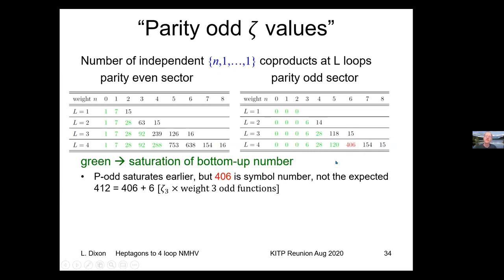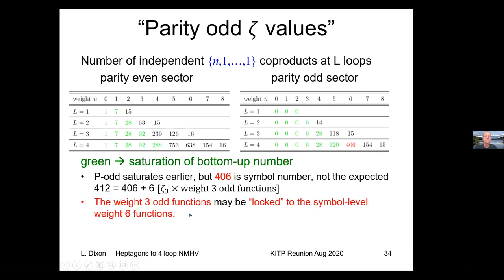is not the full expected number. We expected 6 more. 406 is the number of symbols. 412 was the expected number of functions, because you can take zeta 3 and multiply it by the 6 weight 3 functions.